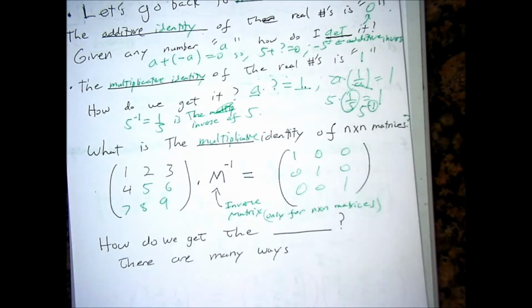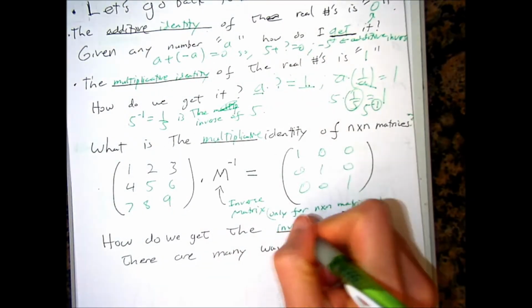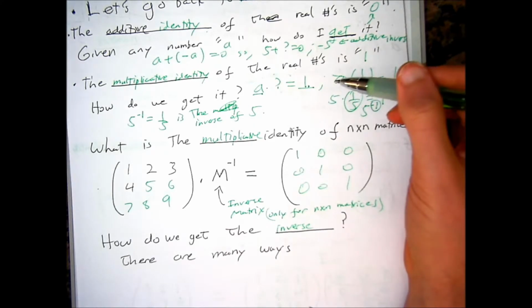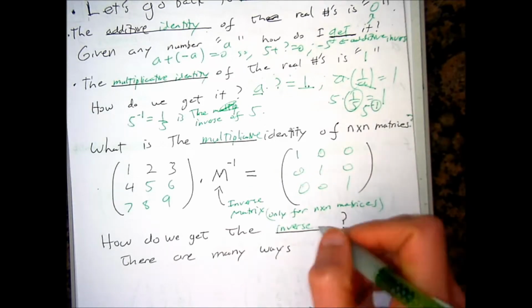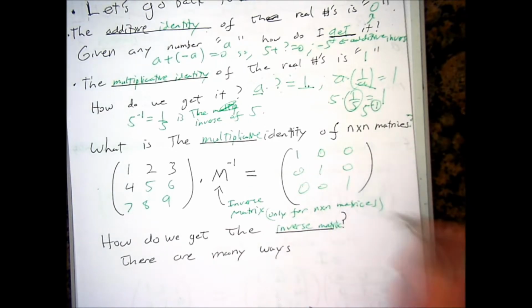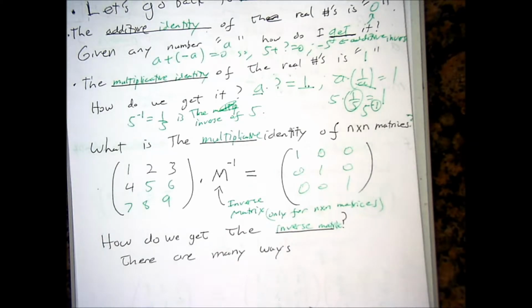So a big question that, if you go into the right field, you might spend the rest of your life finding efficient ways of doing, is: how do I get the inverse? To get the inverse of a number, it was easy. I just flip it, the multiplicative inverse. But how do you get the inverse matrix? In this course, we might learn one or two ways, but depending on the size of the matrix, and in the business or finance world, it's a very important field of study: how to find the inverse of a matrix.